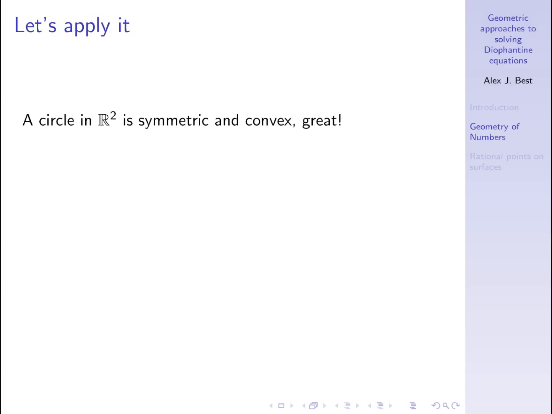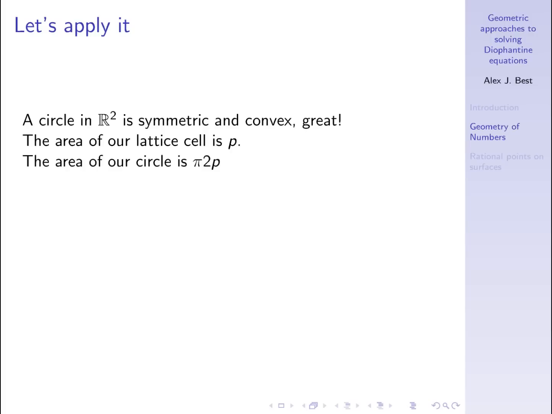So our circle in R squared is symmetric and convex, which is great. I'm not going to show that. And the area of our lattice cell is p. Like I said, there's a couple of ways of seeing this. Probably have to take it on trust, but it's quite easy to see that in our case the area of our cell is going to be p. And now the area of our circle, which remember had radius root 2p, our larger circle, so the area of our circle is going to be pi r squared, so pi times 2p.